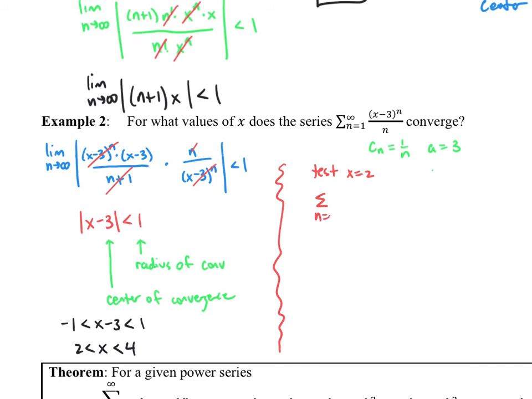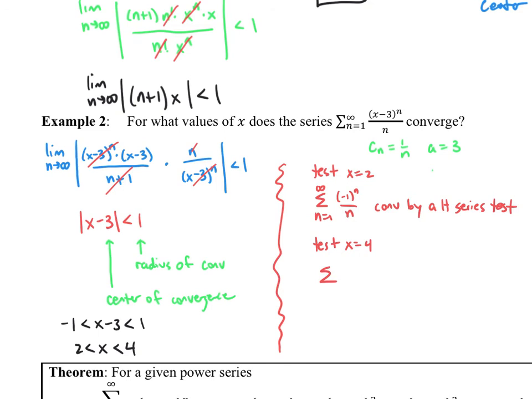So I have the series from 1 to infinity of, if x is 2, the quantity negative 1 to the n over n. I know this is convergent by the alternating series test, which means that 2 is actually going to be included in my interval of convergence. But before I make a final statement, let's go ahead and also test x is equal to 4.